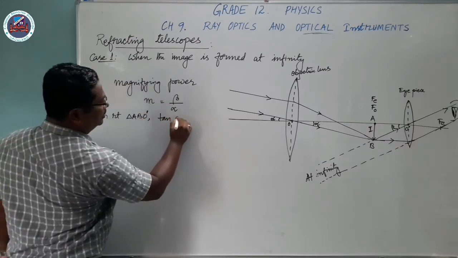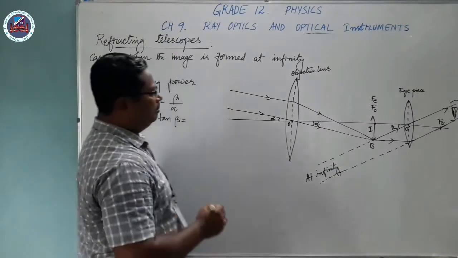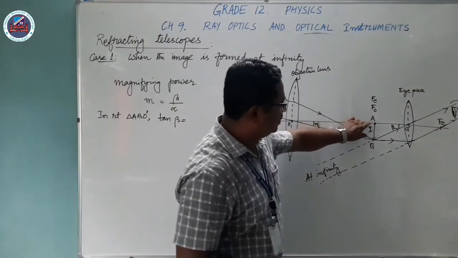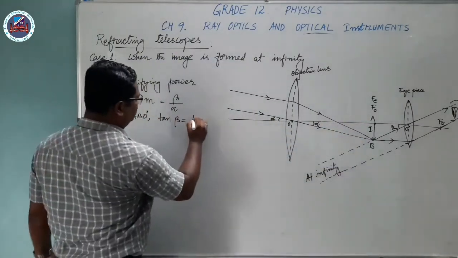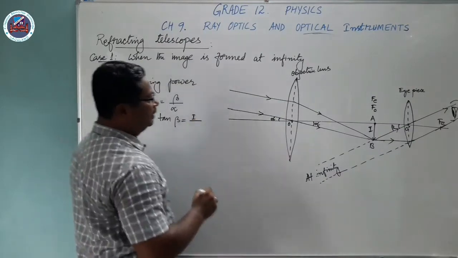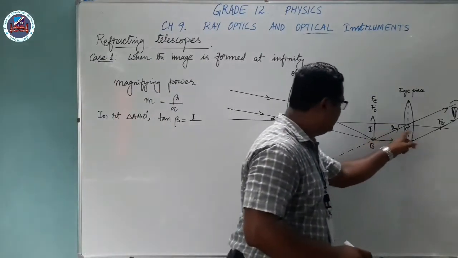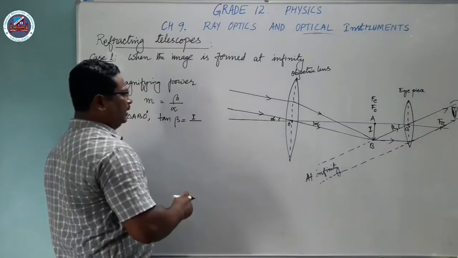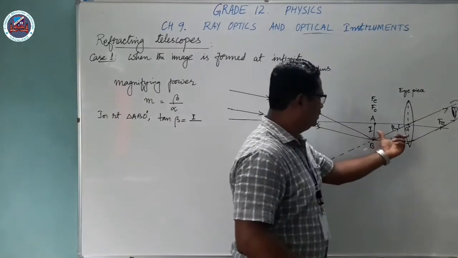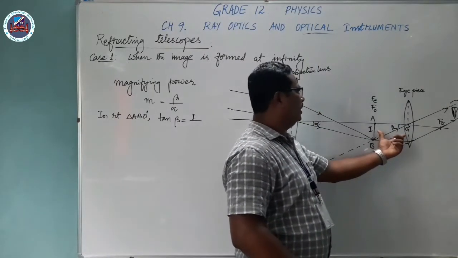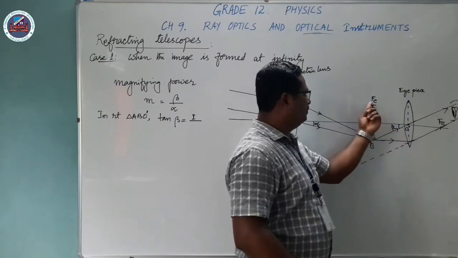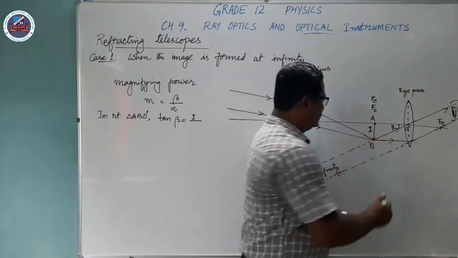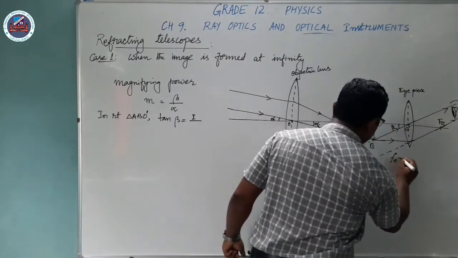Tan beta will be defined as perpendicular. I took the size of the image as capital letter I divided by this distance AO dash, and AO dash is the focal length of the eyepiece lens. Fe is present here, the focal length of the eyepiece lens.